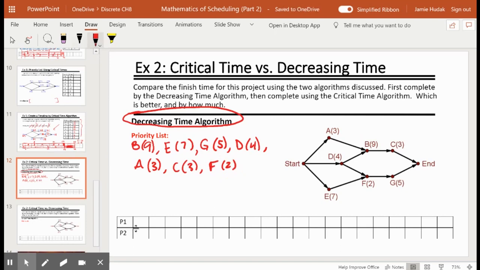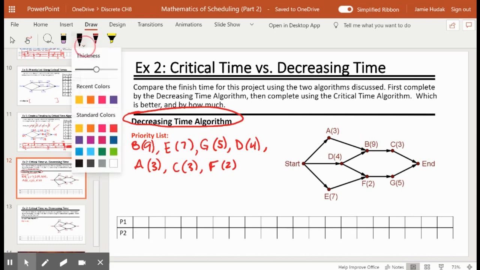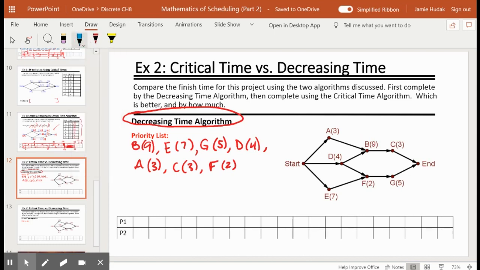So this should fit on the timeline, counting them as 1 unit per box. We start by looking at B, and we see that B is out here. It can't be started. It has prerequisite tasks. Next, we look at E, and we see that E is connected to start. I can schedule that right away. This is time 0, 1, 2, 3, 4, 5, 6, 7.